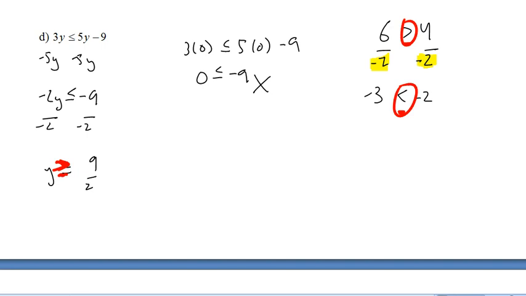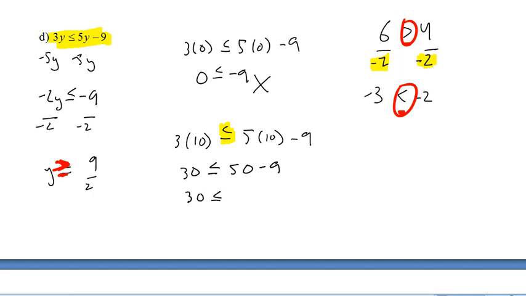So let's try, say, 10 then. 10 would be greater than 9 over 2. 9 over 2 is 4.5. So let's try y equals 10. So I get 3 times 10 is less than or equal to 5 times 10 minus 9. Notice this inequality in the original doesn't change, right? We always do our verification checks in the original completely unchanged. So I get 30 is less than or equal to 50 minus 9, so 30 is less than or equal to 41. That is true, verifying that y is greater than or equal to 9 over 2.